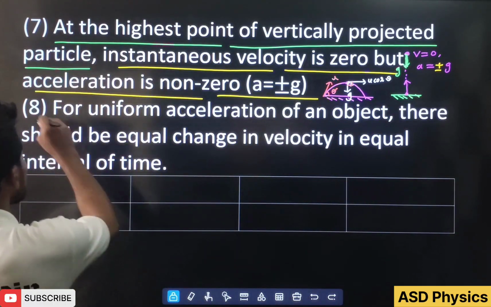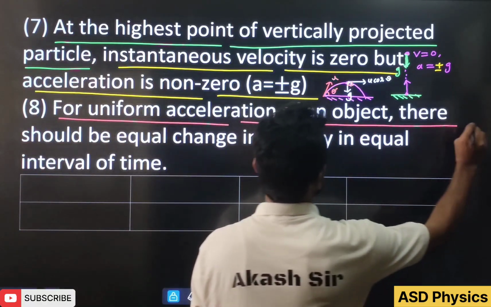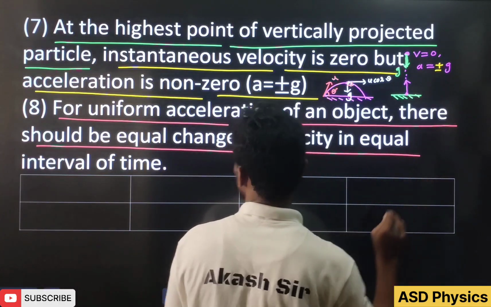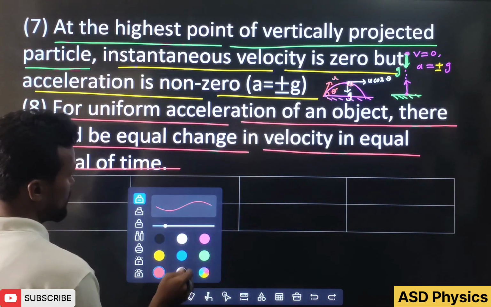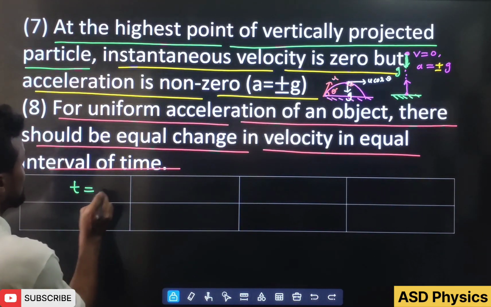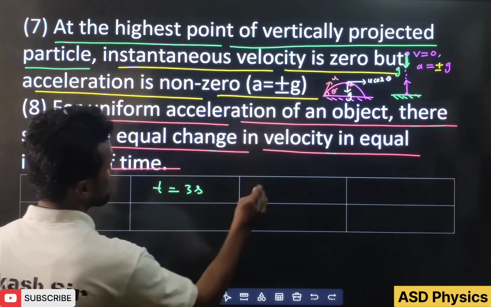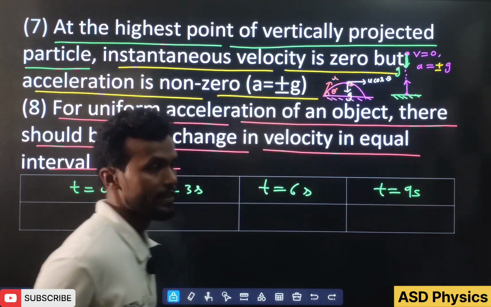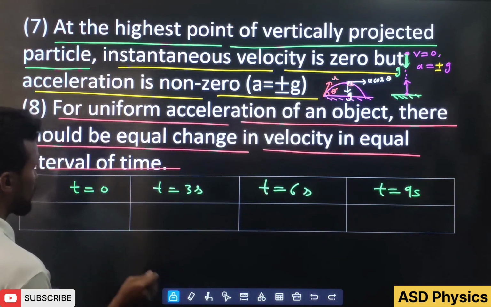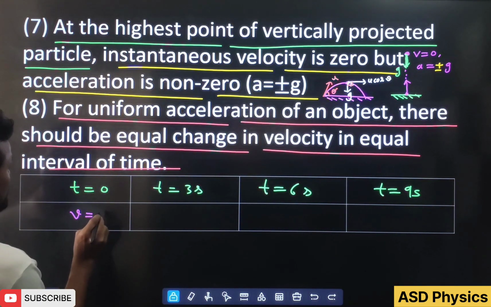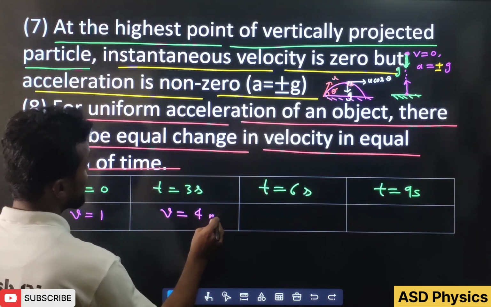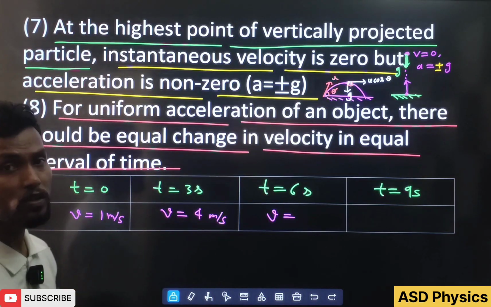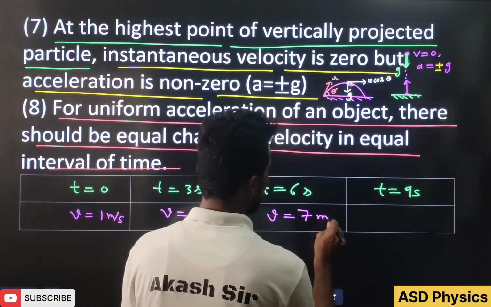Eighth one: for uniform acceleration of an object, there should be equal change in velocity in equal intervals of time, the way we have done before. I will take the time t equal to 0, t equal to 3 seconds, t equal to 6 seconds, and t equal to how much here? Let's take 9 seconds. So what will happen here, students? For the uniform acceleration, let's take the velocity as 1, then 4 meter per second. Velocity 1 to 4 is a change of 3, so it will be 7 meter per second here.